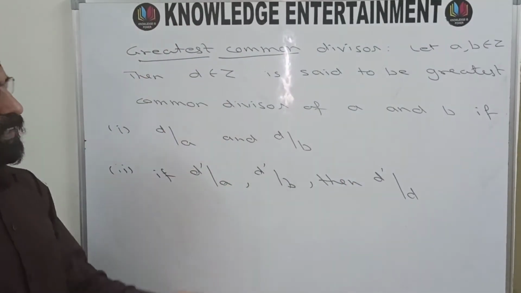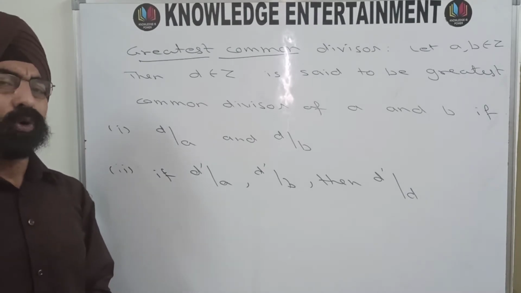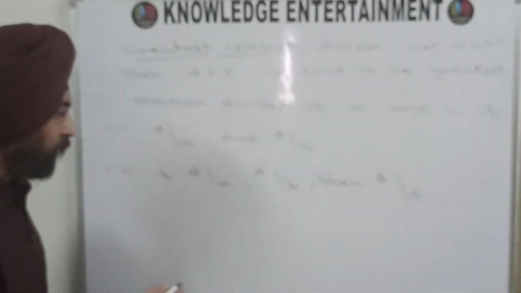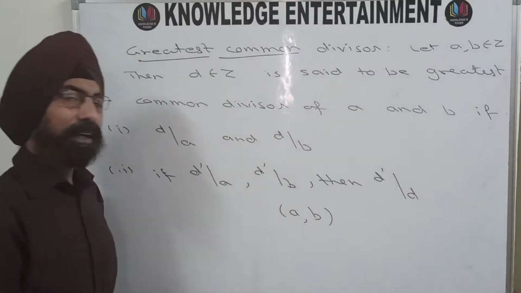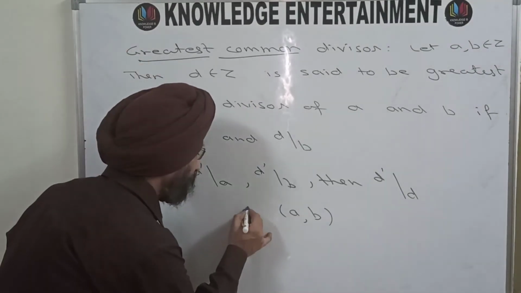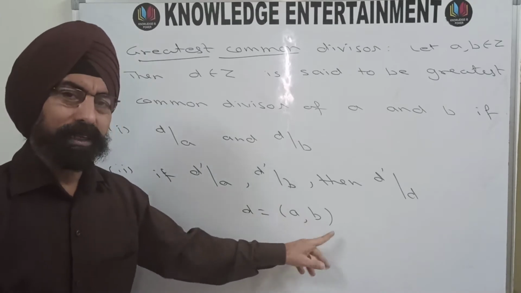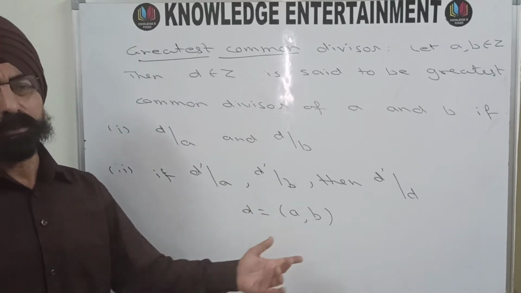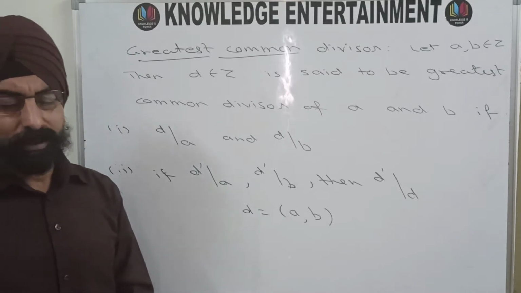So this is the definition of greatest common divisor, and we normally denote the greatest common divisor of a and b as (a, b) within the round brackets. So d is equal to (a, b). That means d is the greatest common divisor of a and b. So this is the symbol, and here you have the definition of greatest common divisor.